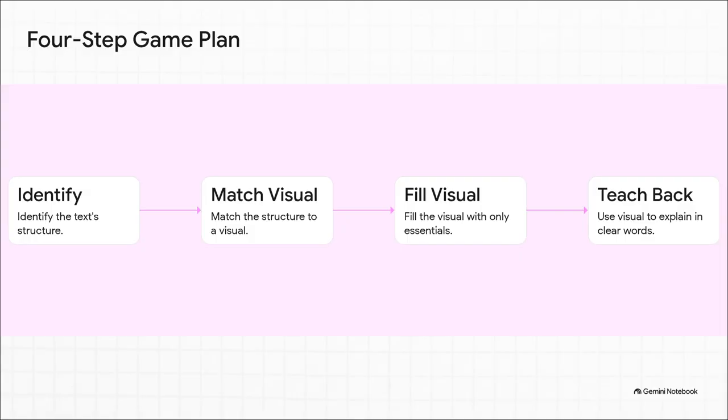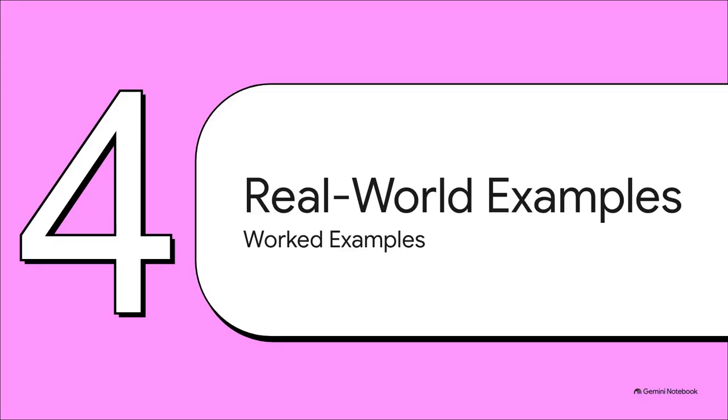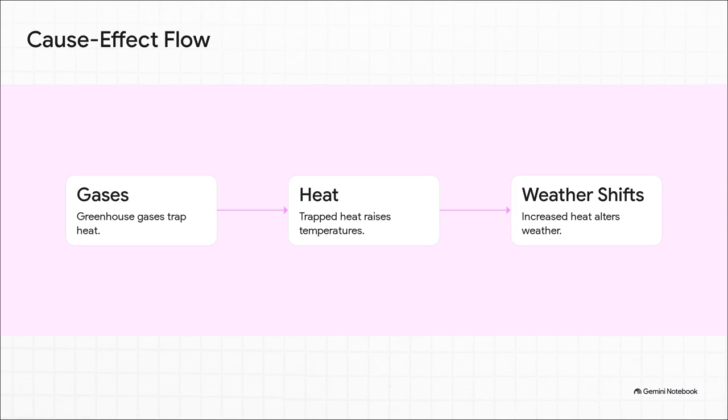You've nailed it. Let's look at some game tape in section 4, real-world examples. First up, science. Let's say you read a text that says, "Greenhouse gases trap heat, which raises temperatures, which alters weather patterns." Well, that's a clear chain of events, so we use a cause and effect flowchart.